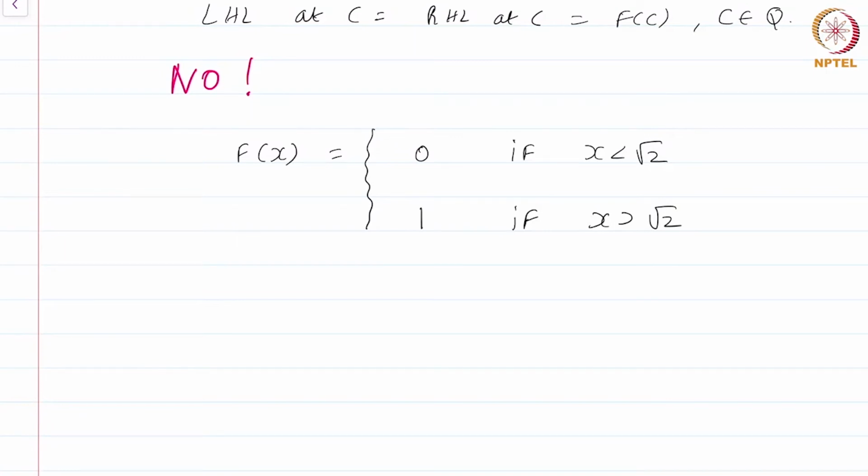Note, I have not defined what f is at the point square root of 2, but I don't need to because square root of 2, as you know from high school, is irrational. It's not a rational number. So this function is certainly defined for all rational numbers in Q. But the function clearly does not satisfy the intermediate value theorem. There is no c such that f of c is equal to half. There is no such c. So the intermediate value theorem fails for this function.